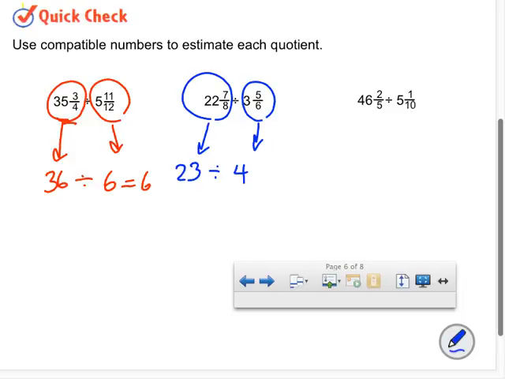Now, here's the next step. Is 23 and 4 compatible? No. Are there 2 numbers that are really close that we can use that are compatible? What numbers are they? 24 and what? 24 and 4? Right. And what does that give me if I go 24 divided by 4? Nice. Are we good? Okay. Easy, huh?